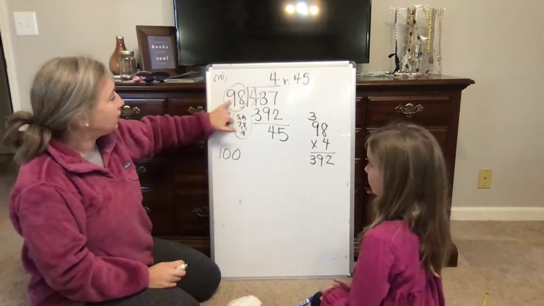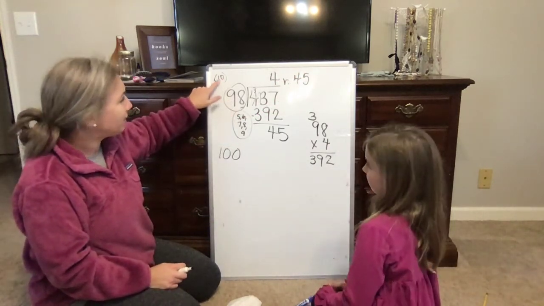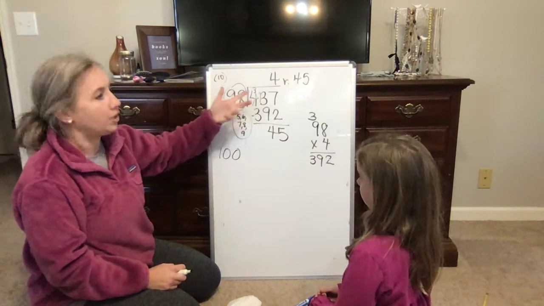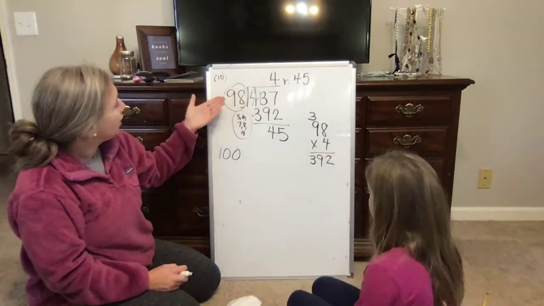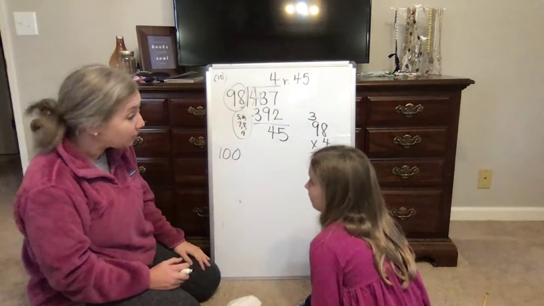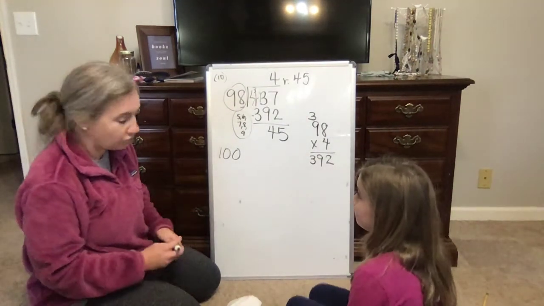Okay? So do you see how this one, we still could have done that. We could have said how many times does 10 go into 43? And we still would have gotten 4. But for me, I just want you to look at it and think, it's close to 100. So that works too.